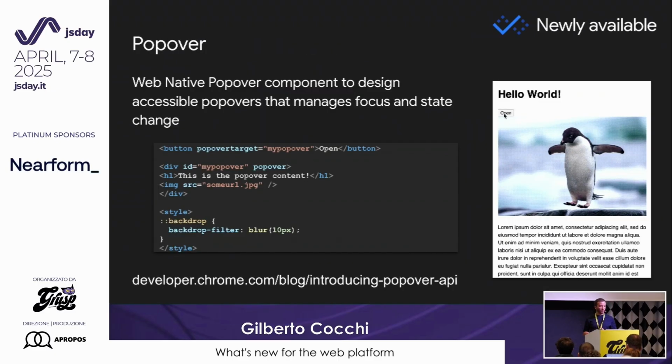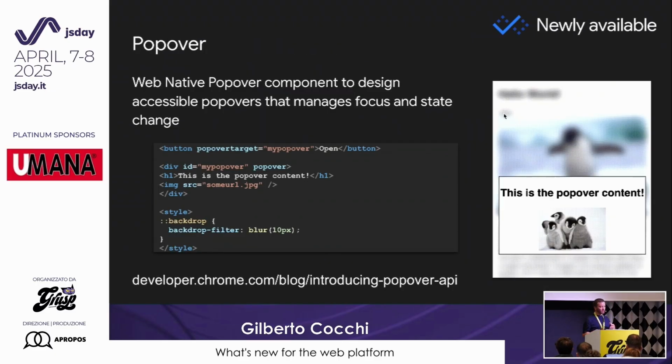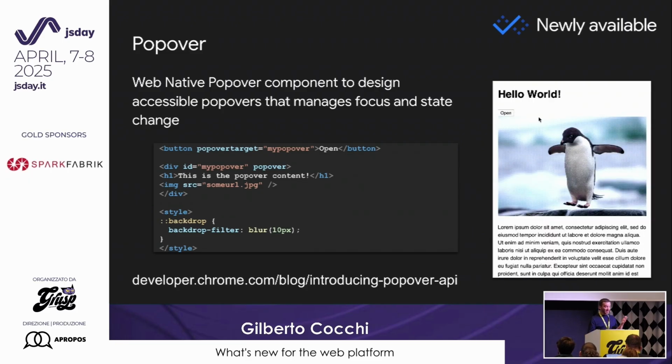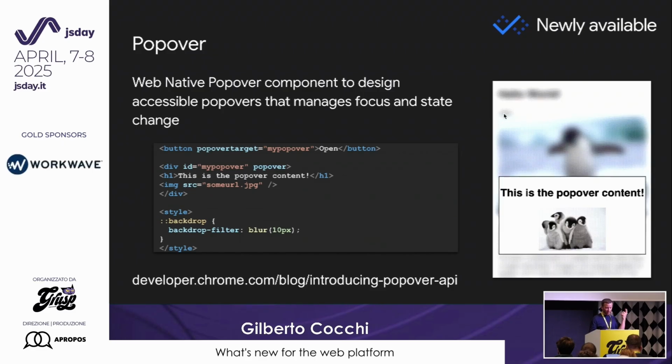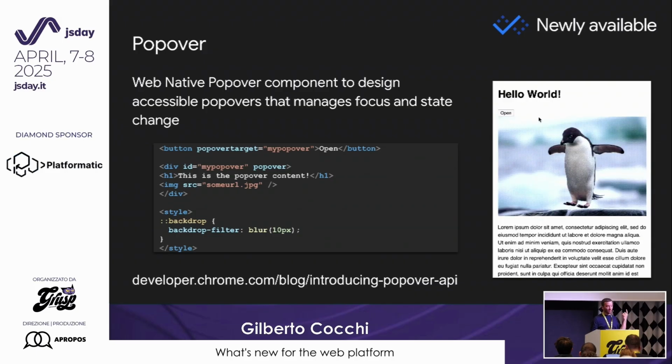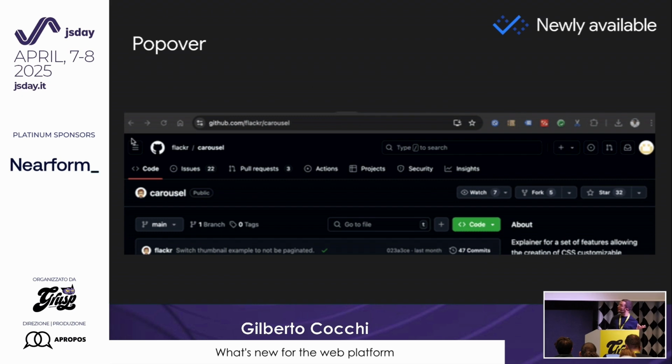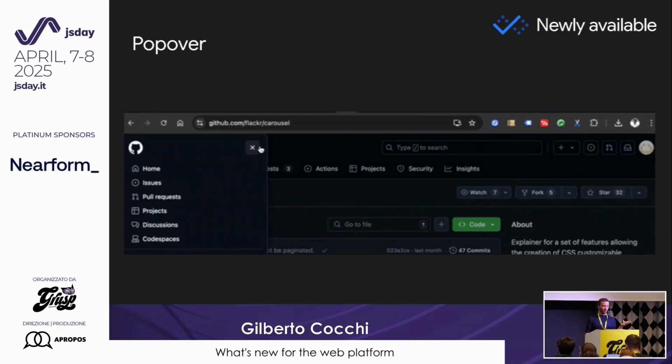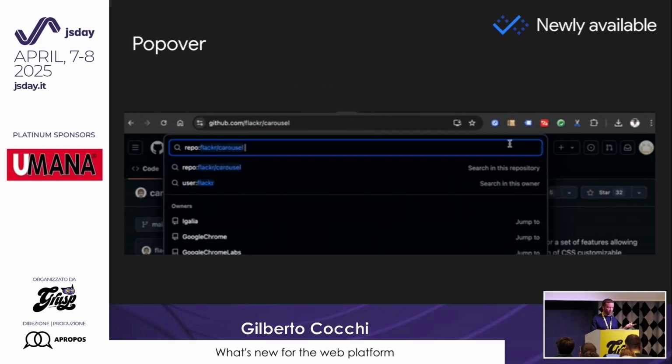Popovers were also something which was sometimes difficult. How many of you created a component for that? Now it's basically newly available. Popovers can be created really simply with a simple HTML method. They are accessible. They have good defaults. And guess who adopted it? GitHub. If you go on GitHub, you can find multiple popovers being implemented in some of the UI components.